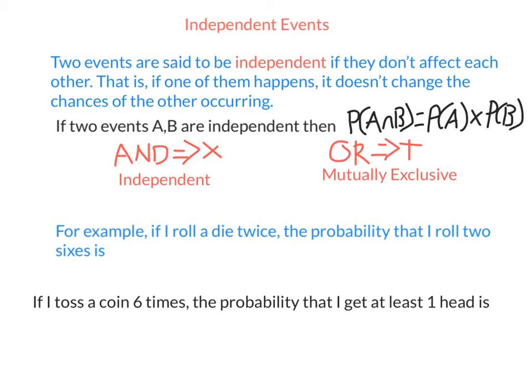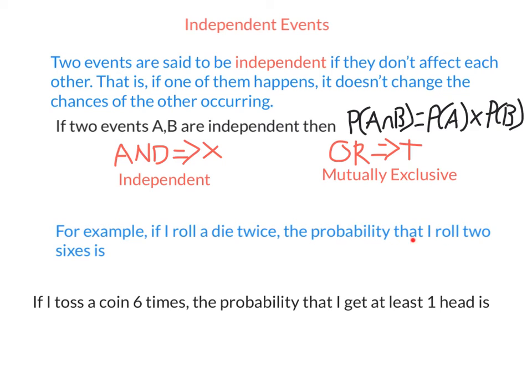So remember on the previous slide, we found out A or B. Now we're finding a formula for A and B. So AND questions involve multiplication and independent events. OR questions, which we did on the previous slides, they involved adding and mutually exclusive events. So let's look at how we could use independent events to make probability calculations simpler.